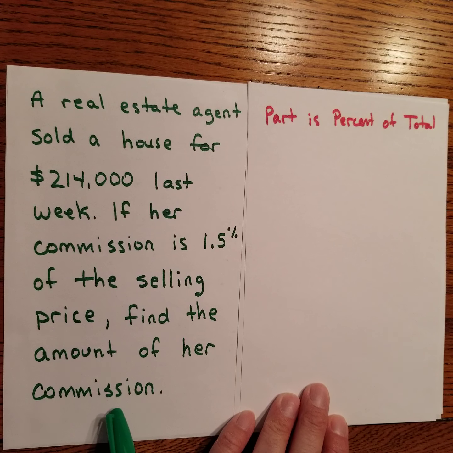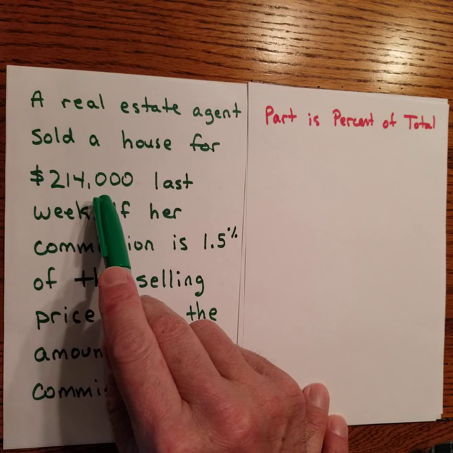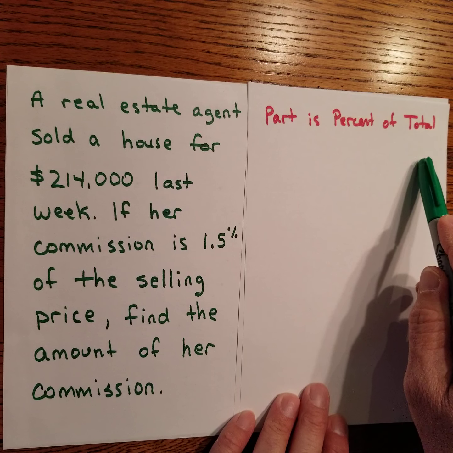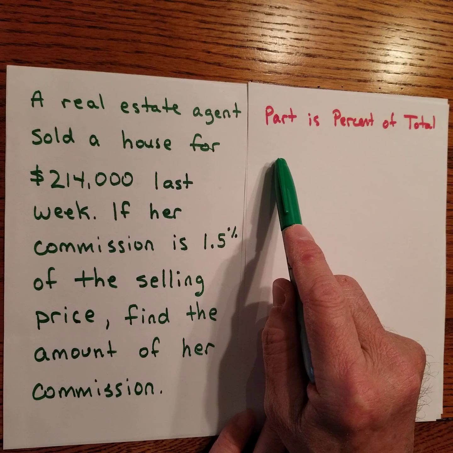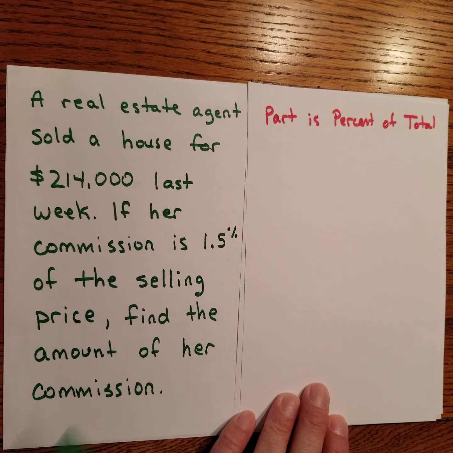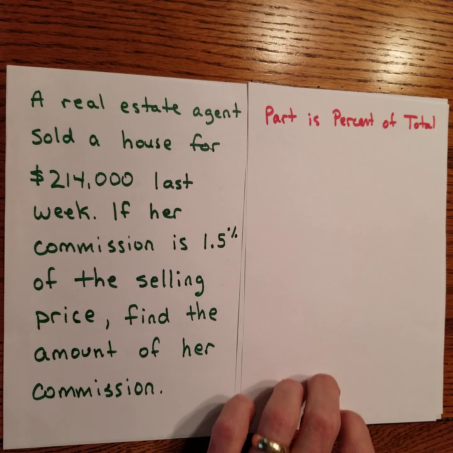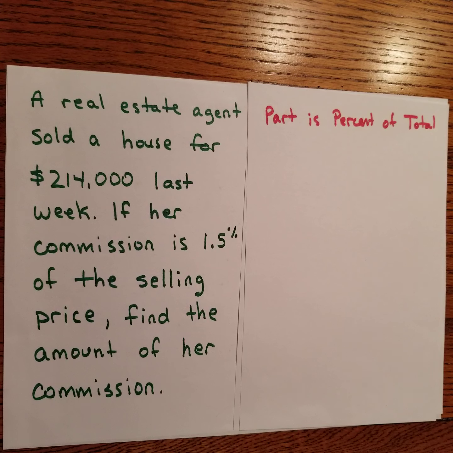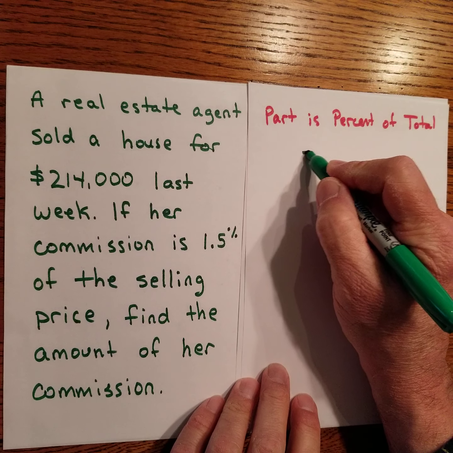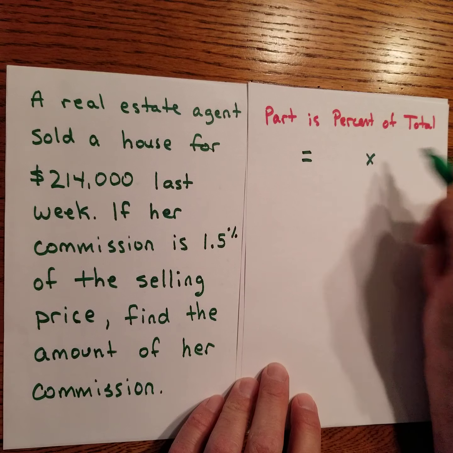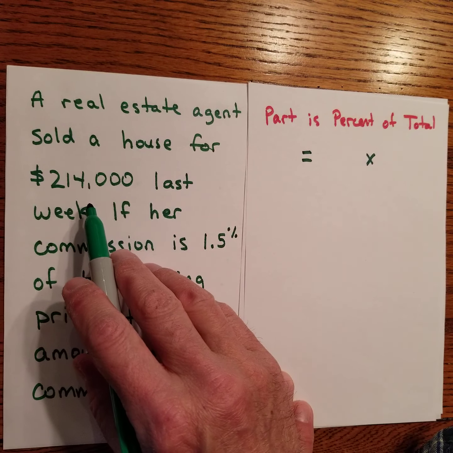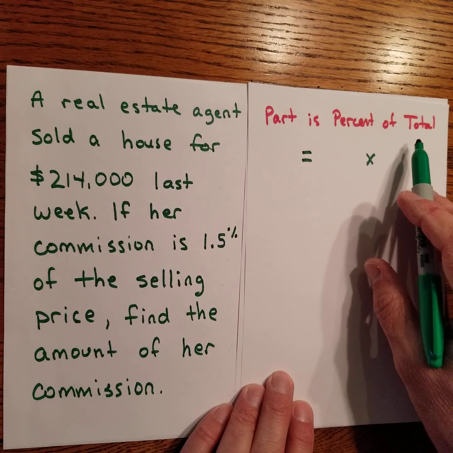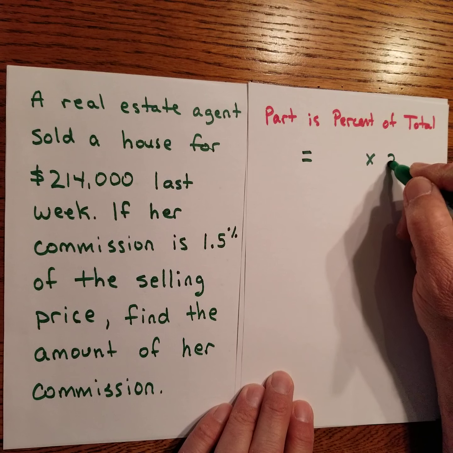How does commission work? When the real estate agent sells this house for a total of $214,000, the real estate agent gets to keep part of the sale price of the house. The part that the real estate agent keeps, that's the commission. Let's see if we can fill in our formula. Is equals, of is times. A real estate agent sold a house for $214,000. That's the total selling price of the house.